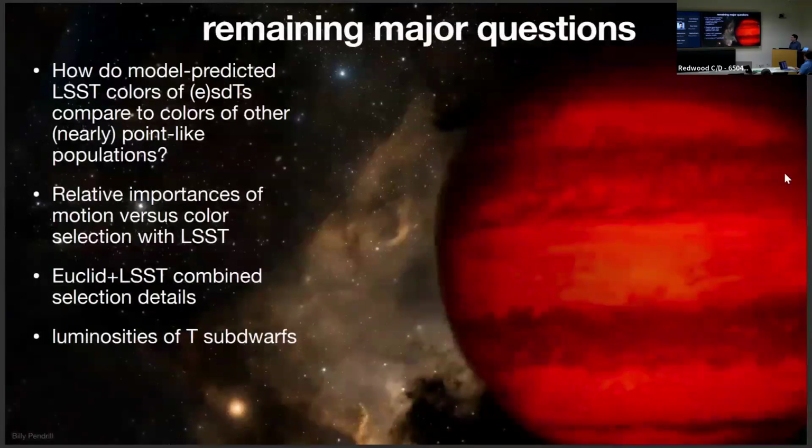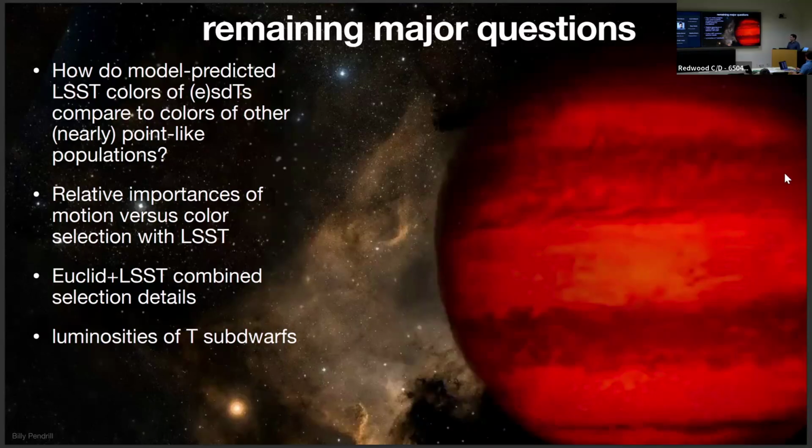So I'll just leave some of the remaining major questions up. We still really need to look more into the model predicted colors of these halo T dwarfs and understand how they stand out or don't relative to other populations. It deserves more thought exactly how much weight we put on the motion versus the color selection when we do LSST selections of brown dwarfs and halo brown dwarfs specifically. The Euclid plus LSST combination is very interesting. Again, it brings in this motion versus color aspect as well, but it's nice that the depths are matched photometrically at least.